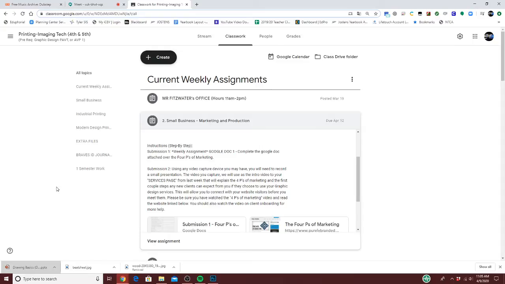They will say the name of the assignment. So for example, the summary name will be Small Business, Marketing, and Production. But the short name you'll see is Marketing and Production. And you'll see Marketing and Prod 1. Then you'll see Marketing and Prod 2. That way you can see the 2 different submissions, okay? I hope that makes sense to you guys.